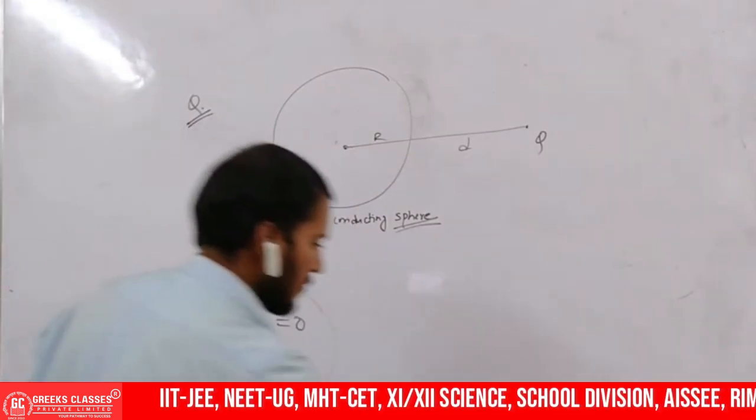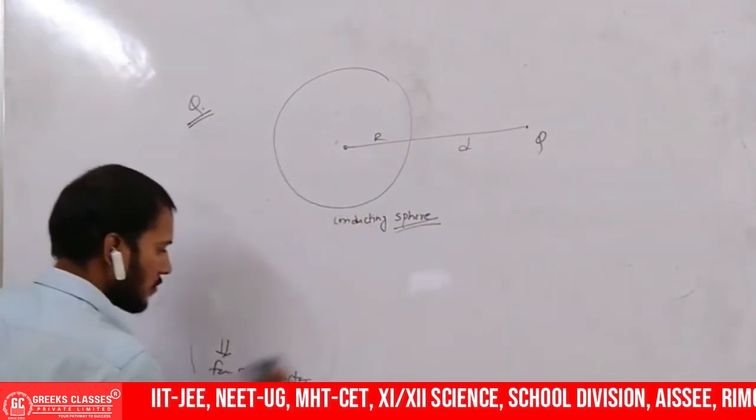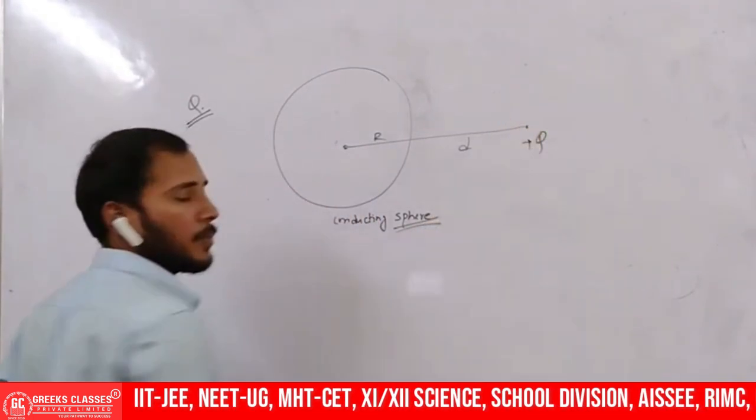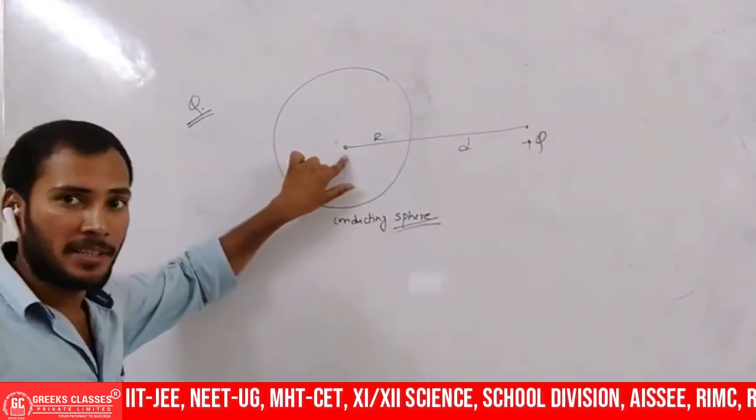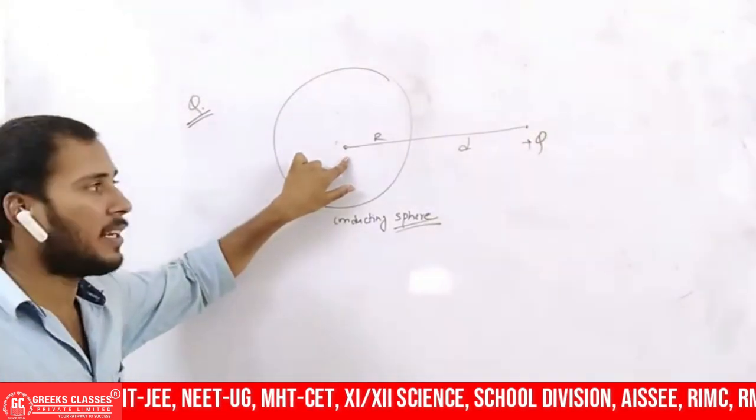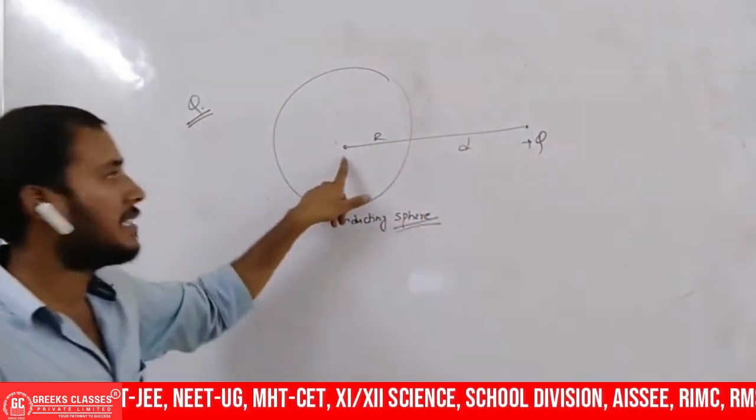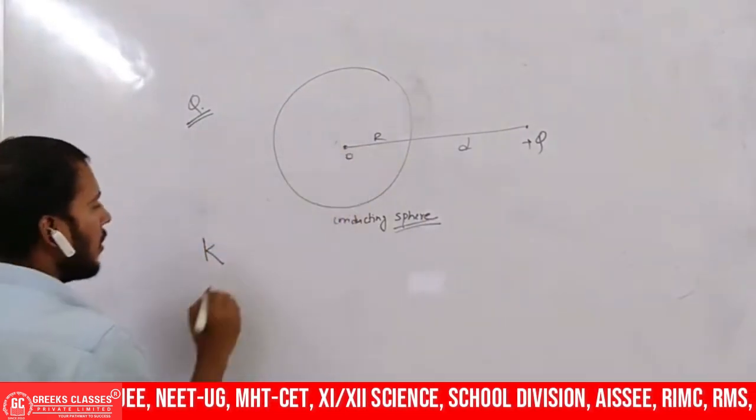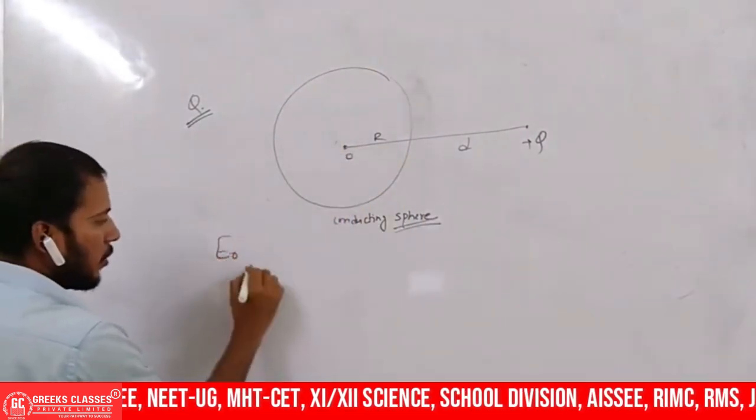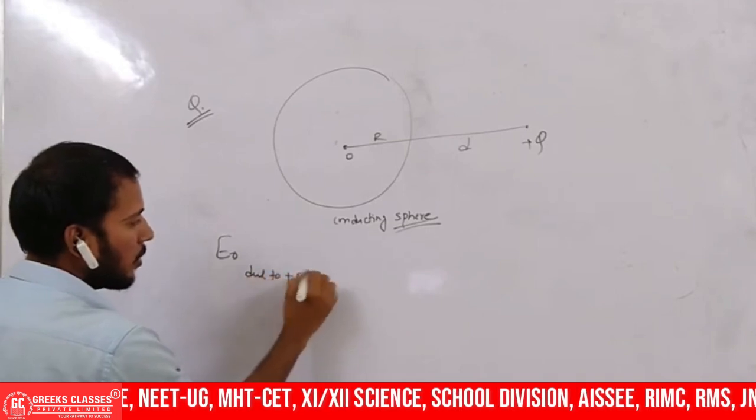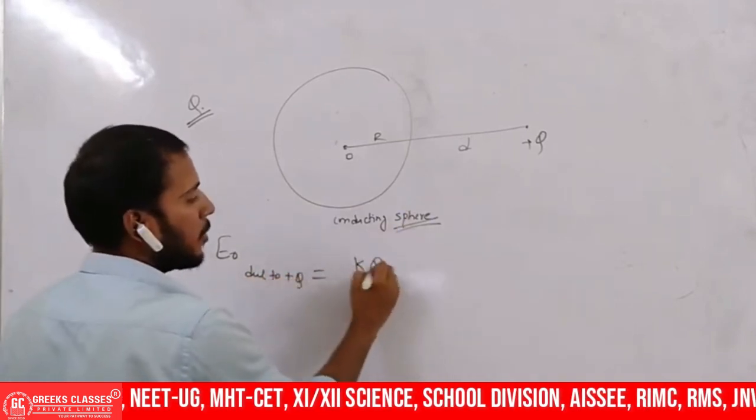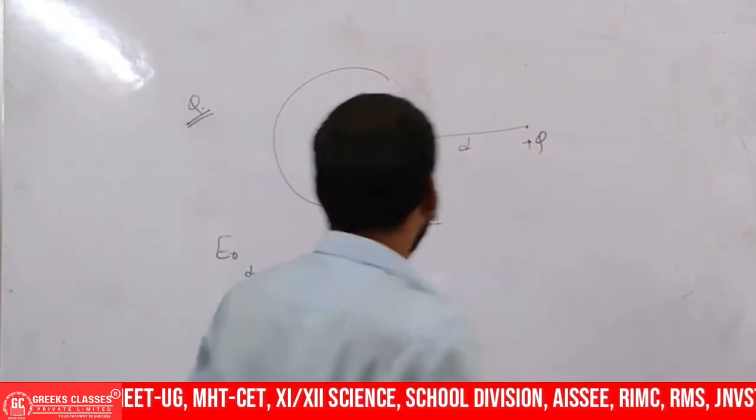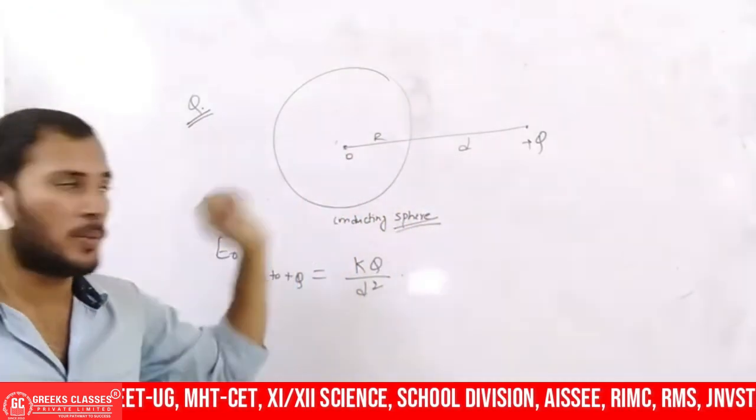Now what will happen here? Look, this positive charge plus Q will create an electric field inside this sphere, because it will spread its own electric field at this point. And the electric field at O due to plus Q is nothing but, we know, the electric field due to a point charge, KQ by d square. So this is the electric field due to this plus charge Q at this point O.